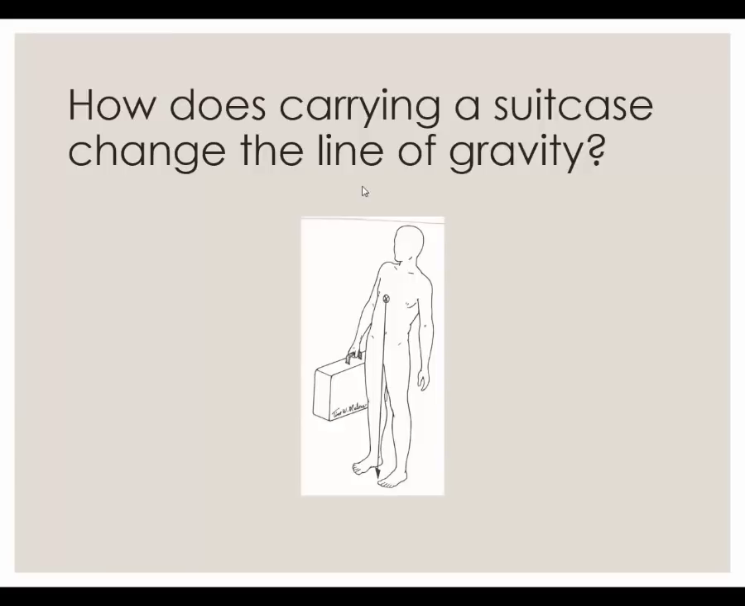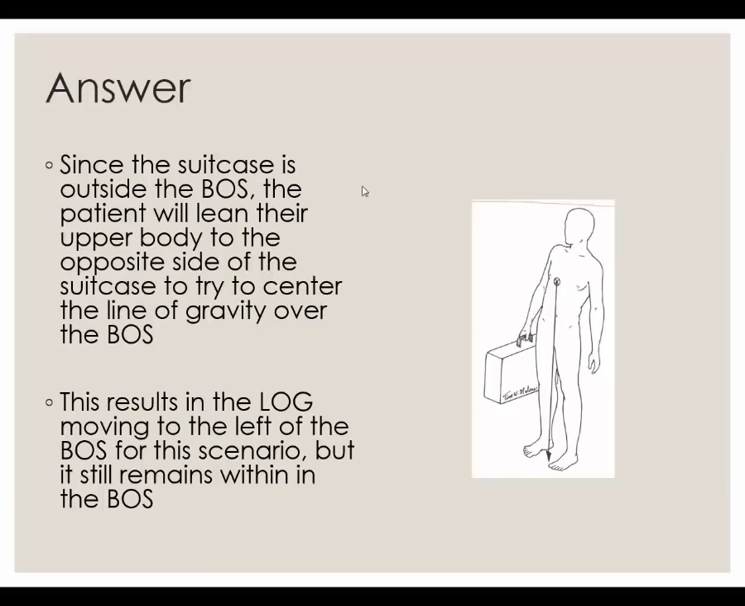How does carrying a suitcase change the line of gravity here? What's happening to that patient or to their body mechanics and their positioning? So since the suitcase is outside the base of support, the patient will lean their upper body to the opposite side of the suitcase to try to center the line of gravity over the base of support. You'll see that with students who carry heavy backpacks on one side. They don't lean into the weight of the backpack. They will lean away from the weight of the backpack.